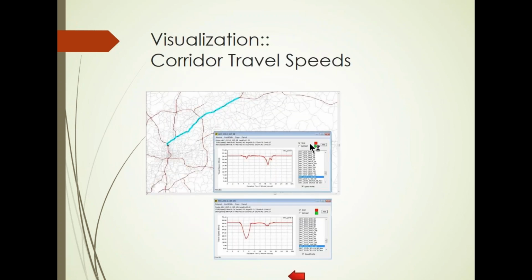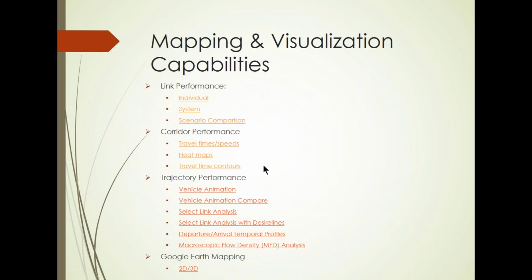Here is a way you can tag a sequence of links to form an entire corridor. And then we can plot the travel time and average speed for that entire corridor for the entire day. So this is the eastbound and the westbound, and these are all the links comprising that corridor. That's a very powerful way of seeing the average speed for the entire corridor.